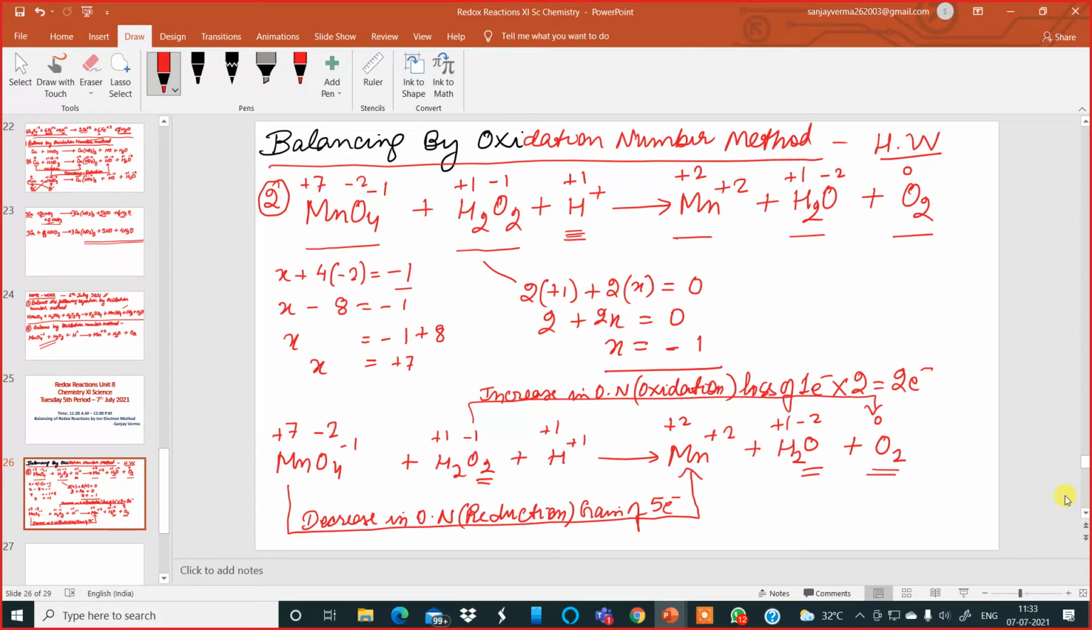Now this gain of 5 electrons, this number 5 becomes the stoichiometric coefficient of hydrogen peroxide. I'll write it over here. And this 2 becomes the stoichiometric coefficient of MnO4 minus 1 ion. So this is the first important step after you get the oxidation and reduction half reactions. I will write this equation after putting the stoichiometric coefficients 5 and 2 in front of MnO4 minus 1 and H2O2.